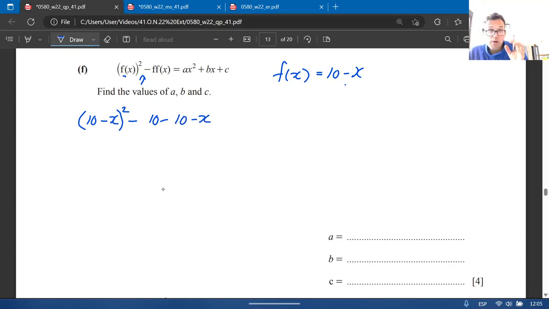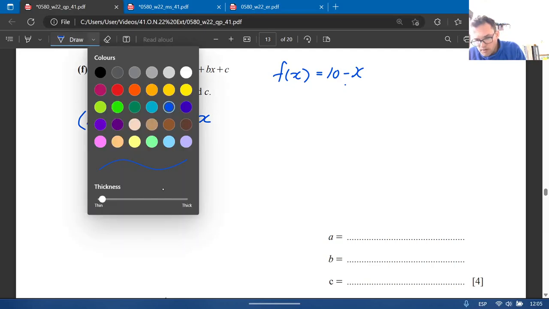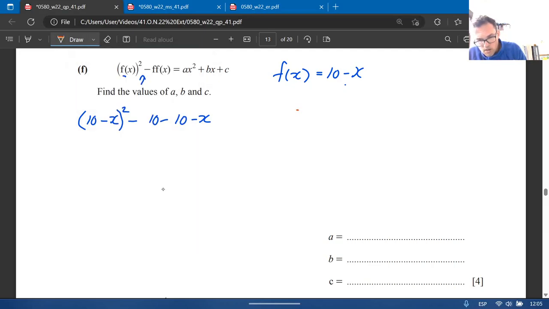Okay, this is where brackets is very important. And I'm going to put these in bright orange. When we substitute the function of x into x, we need to put brackets around. So we change the x for 10 minus x. That's the first part that's important.